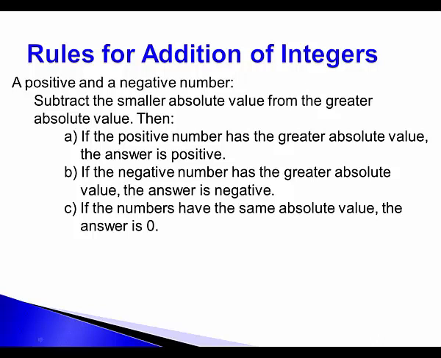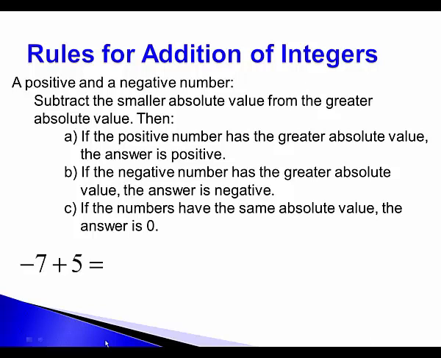Now, for some of you, that will be okay, and it's this one that causes more problems. This is when I have a positive number and a negative number. And it gets a little more complicated to keep up with the rules. It says subtract the smaller absolute value from the greater absolute value. Then, if the positive number has the greater absolute value, the answer is positive. If the negative number has the greater absolute value, the answer is negative. If the numbers have the same absolute value, the answer is 0. So let's look at an example.